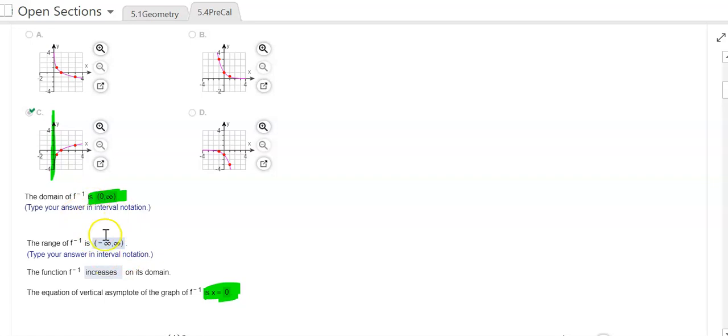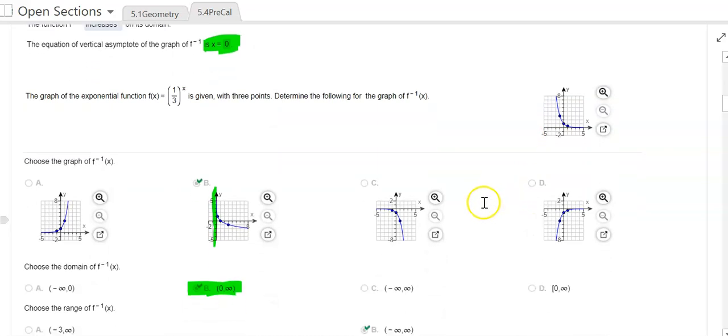Just like I said, the inverse has a domain that is the range of the original function, and the range is the domain of the original function. And as you can see, this graph increases. And whatever the domain is, that will be helpful for the equation for the vertical asymptote.